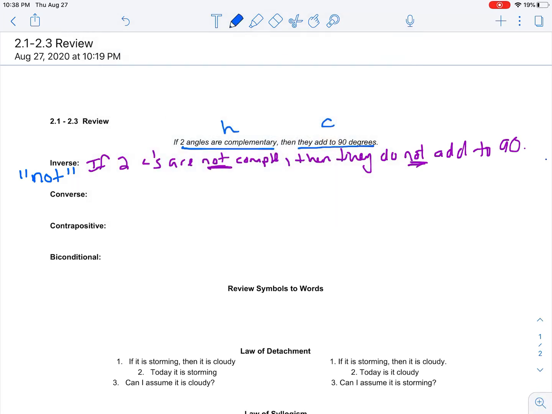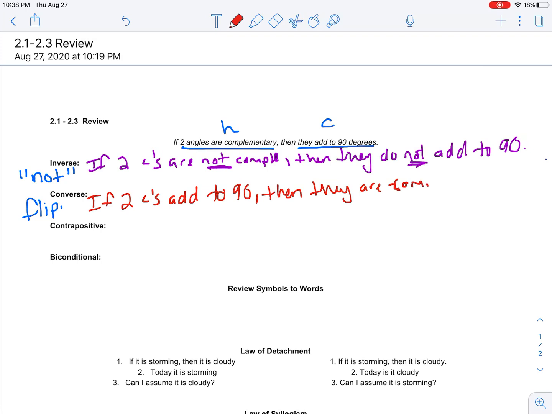Converse. What did we do to find the converse? We flip it. It means we take our conclusion and put it first, take our hypothesis and put it second. So what's that one going to sound like? If my conclusion is they add to 90 degrees, so if two angles add to 90, then what's the hypothesis? They are complementary. Okay, we just flip-flopped our hypothesis and conclusion.